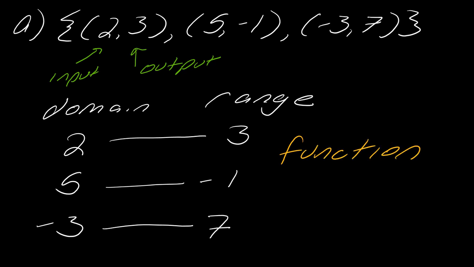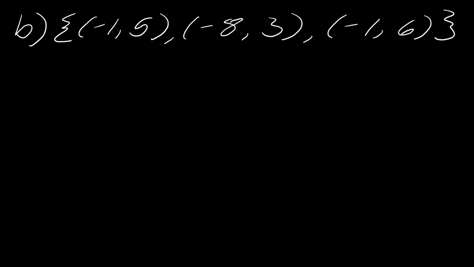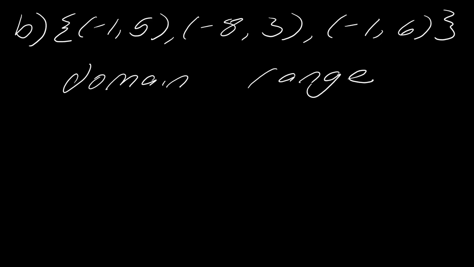Cool. So now let's look at another set of points. I'm going to do the same thing and list out what the domain versus the range is. So my domain is -1, -8, and then -1 again. There's no reason for me to repeat it. If it's in the domain, you only have to state it once. Now the range is 5, 3, and 6.